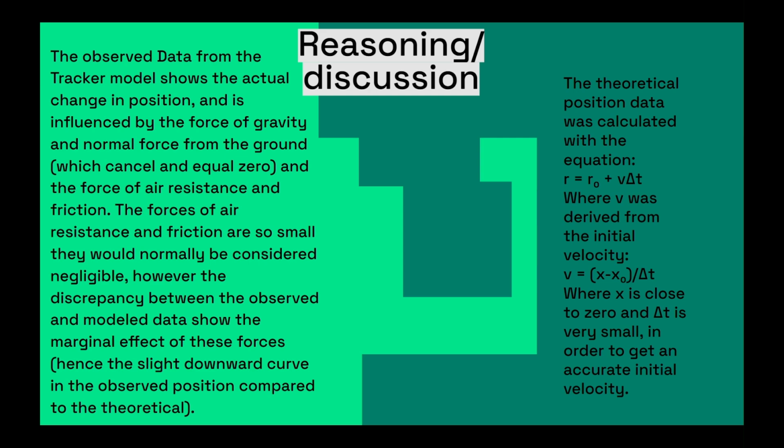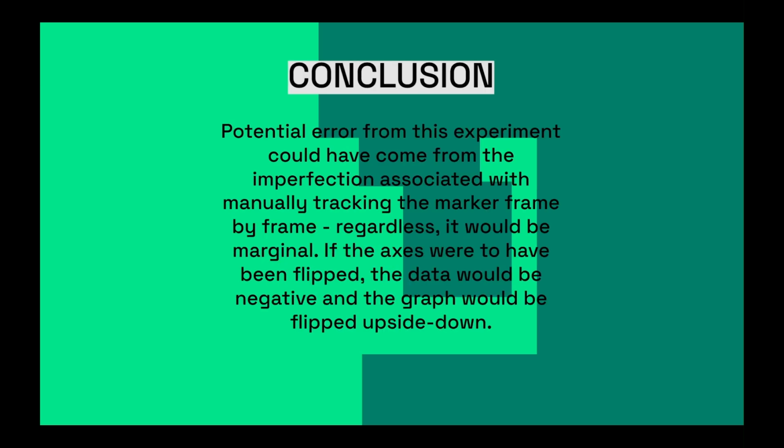Potential error from the experiment could have come from imperfection associated with manually tracking the marker frame by frame within tracker, but even then that error would be marginal. If the axes had been flipped, the data would have been negative, and the graph would have been flipped upside down, showing a negative velocity because it's going in the opposite direction.